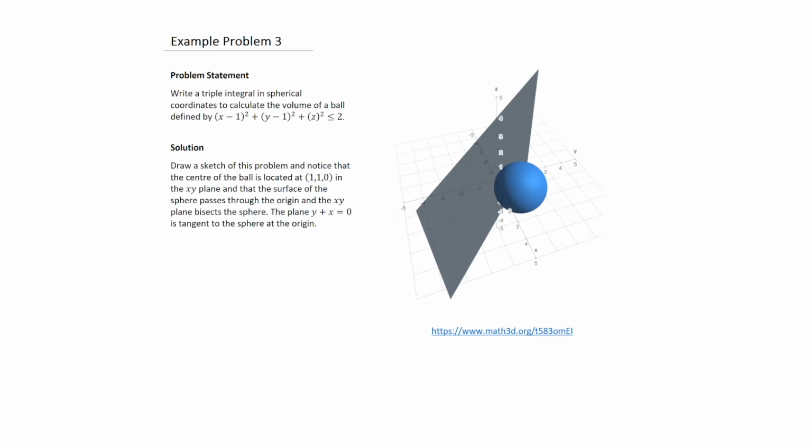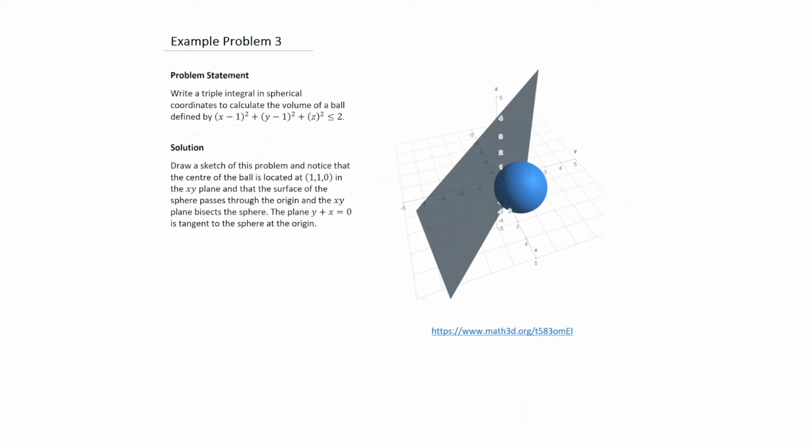The last problem is a little bit more complicated. What you're being asked is to write a triple integral in spherical coordinates to calculate the volume of a ball defined by (x minus 1) squared plus (y minus 1) squared plus z squared is less than or equal to 2. So if we draw a sketch of this problem, we'll notice that the center of the ball is located at 1, 1, 0. You know that because essentially x minus 1, y minus 1 tells you that the center has been displaced in the xy plane.